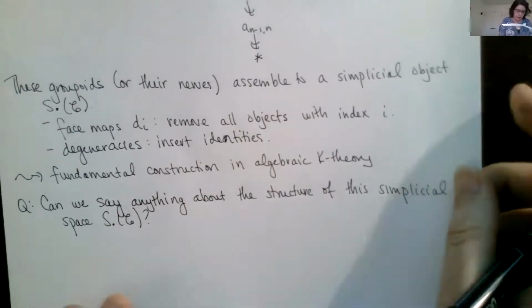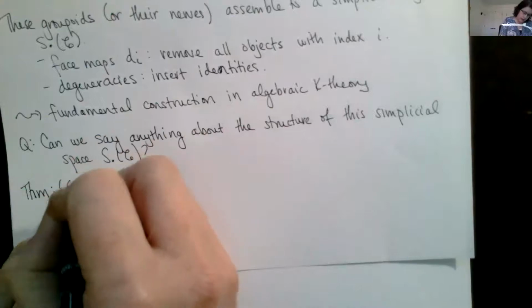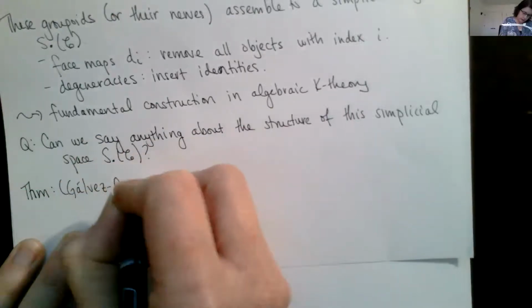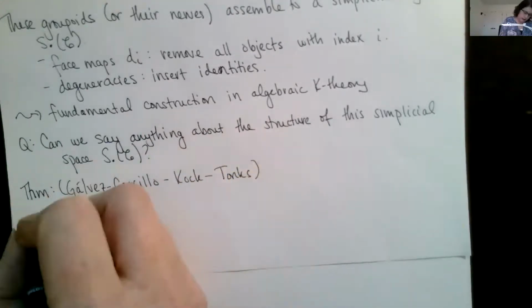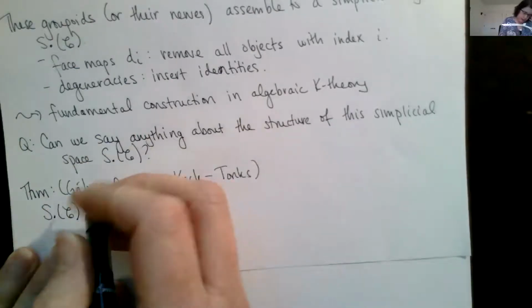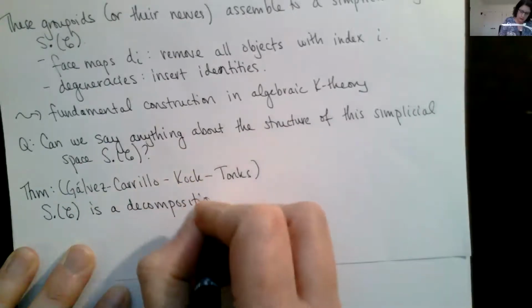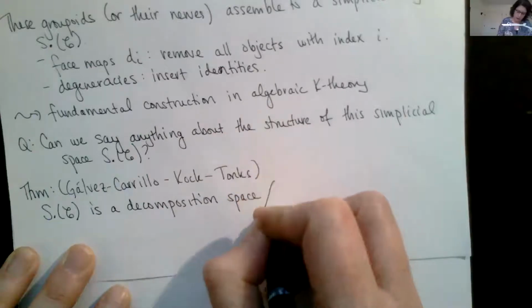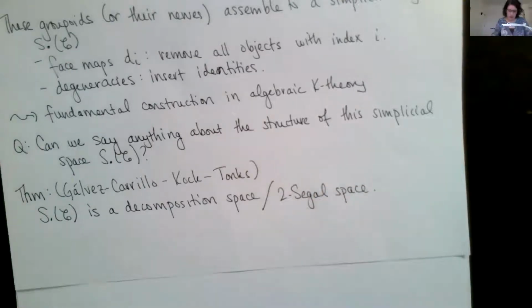And so the first result I want to cite about this, I'm going to cite it in the form given by Galvez-Carrillo, Kock, and Tonks. And that is that S dot of C, as we've described it, is what they call a decomposition space. This is equivalent to something called a two-Segal space, and that's what I'm going to refer to it as throughout this talk. But that's not very meaningful unless you actually know what a decomposition space or a two-Segal space is. So let me say something about that.